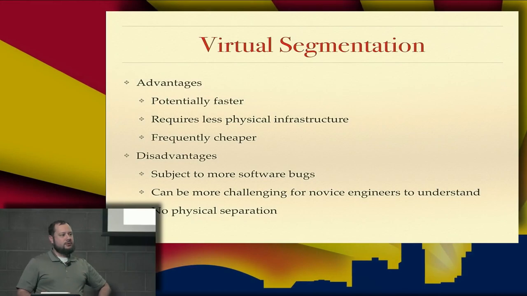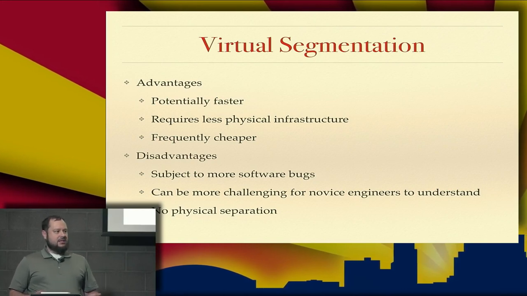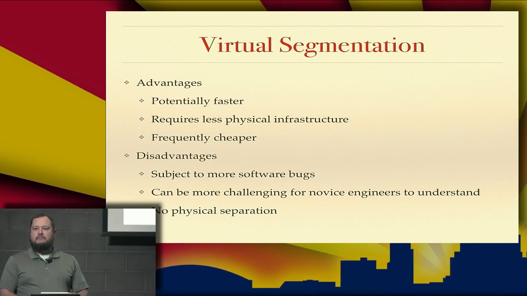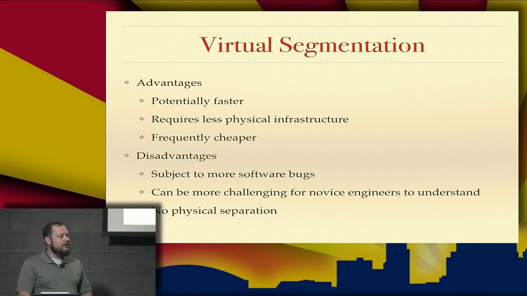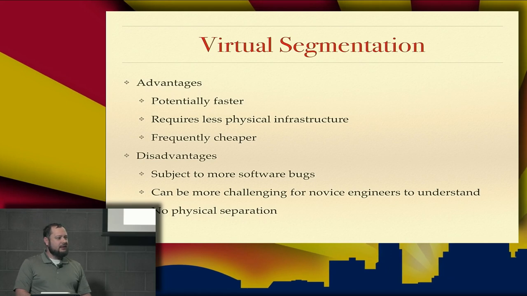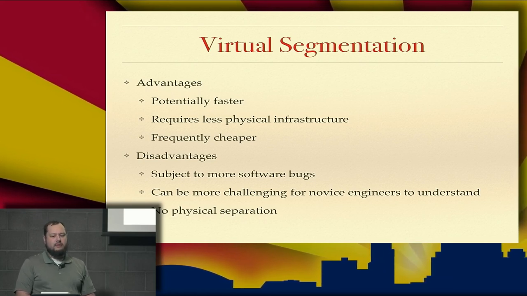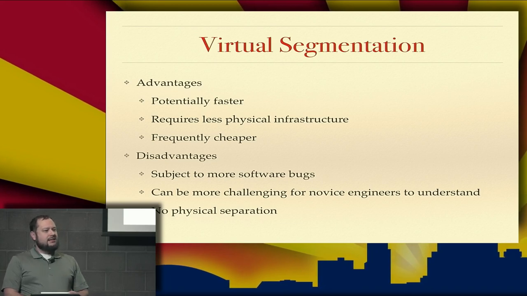So virtual segmentation, right? Generally referred to as VLANs. It's potentially faster. If you have a managed switch with the appropriate number of ports already deployed, and you have somebody who knows how to manage a VLAN, right? You can create VLANs in the matter of seconds, right? So it can be very quick. It generally requires less infrastructure.